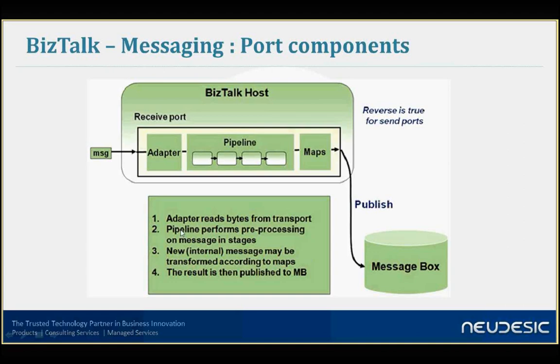So you can see here, the adapter reads bytes from the transport. Pipelines perform pre-processing in messaging stages. So the new internal message may be transformed according to maps. The result is then published to the message box. So once it is published to the message box, the message is created and it is ready for subscription. These steps, adapter, pipeline, maps, are true for the send port, but in reverse order.